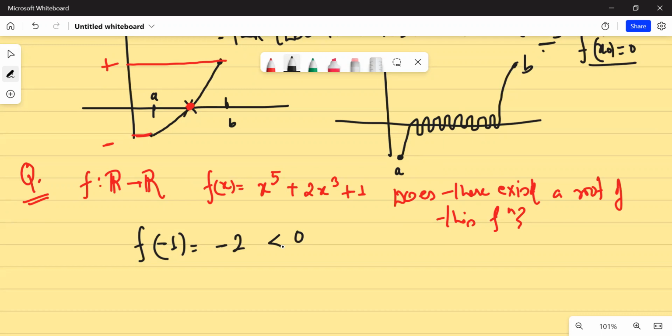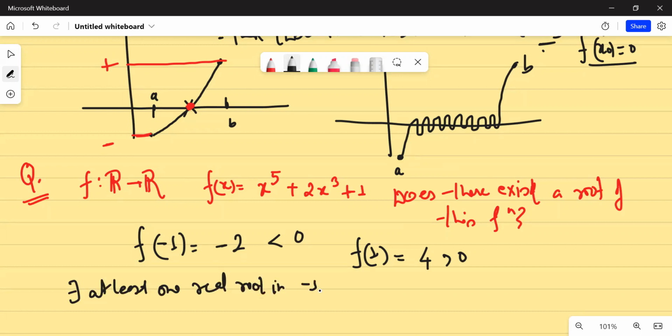Is that clear? Yes sir. What is f of 1? Sir, 4. Very good. So f of minus 1 is minus 2, f of 1 is 4. It is positive. So your function is changing the sign between minus 1 and 1. So कितनी root की guarantee होगी? At least एक root की तो guarantee हो गई, at least one real root in minus 1 comma 1, or at least one real root in R.